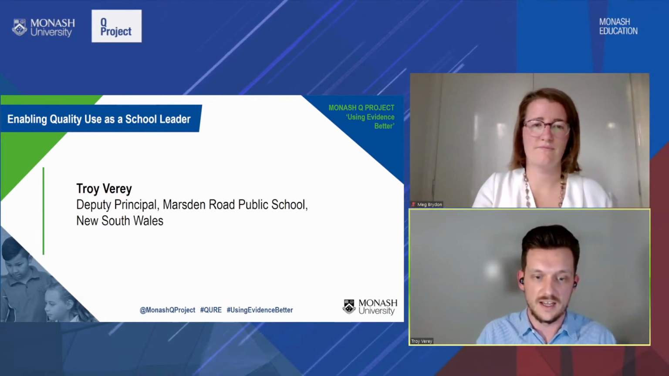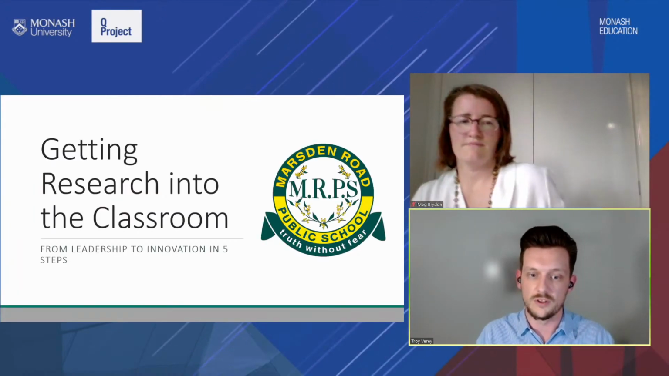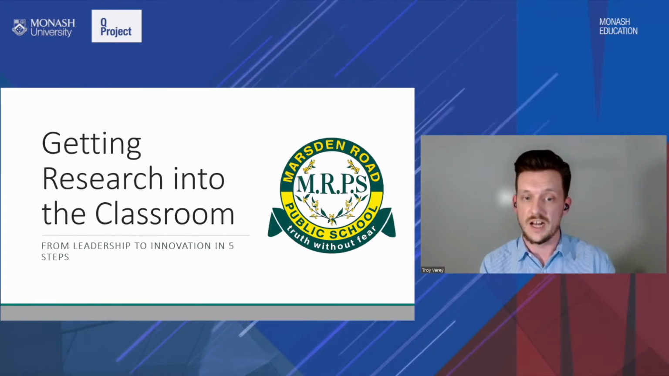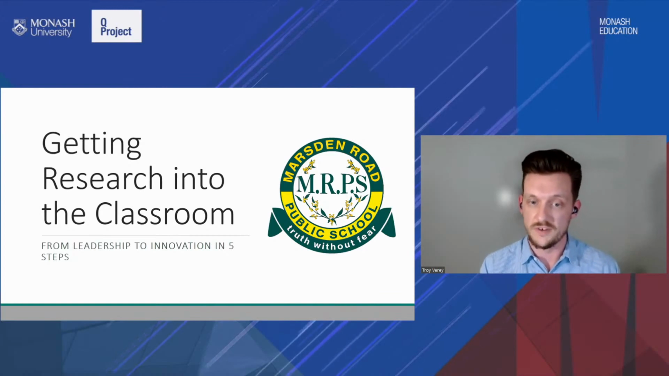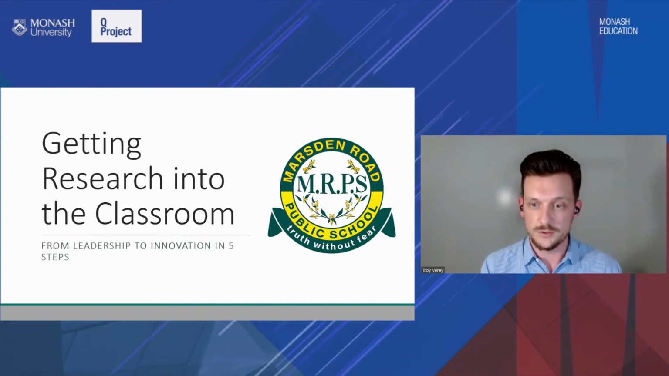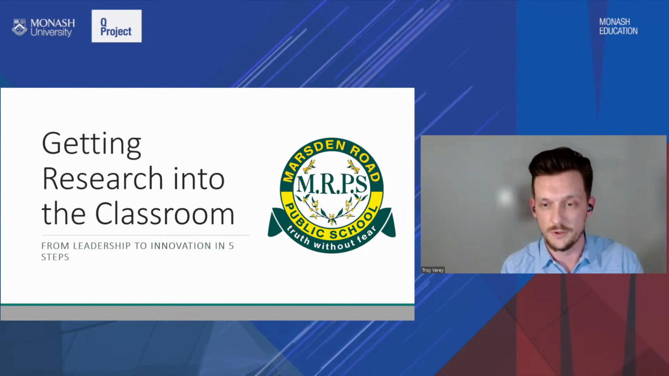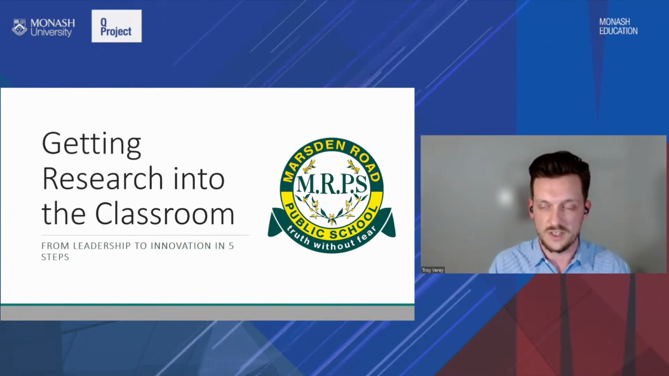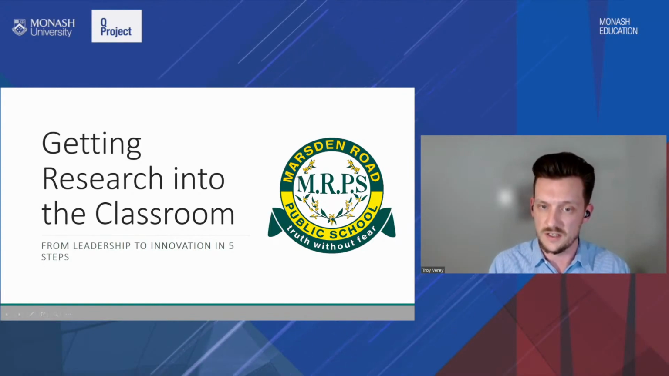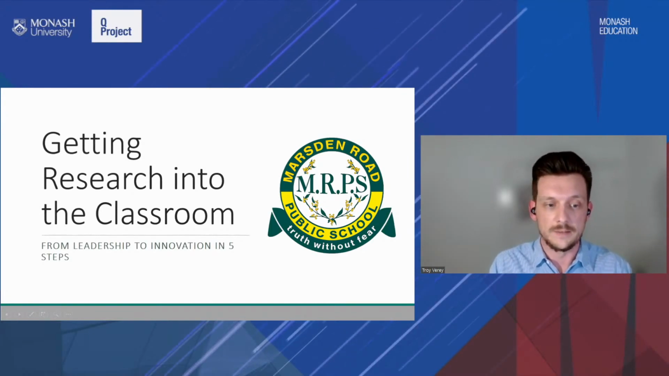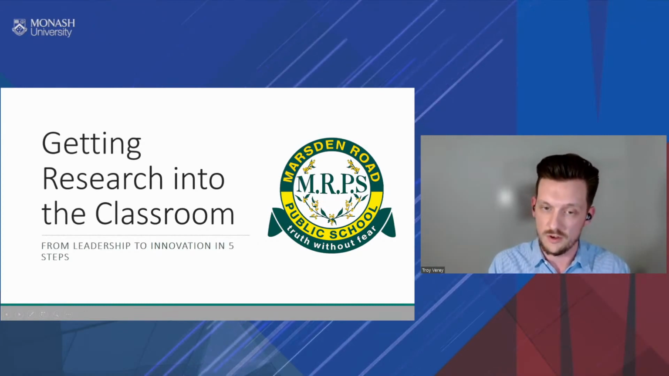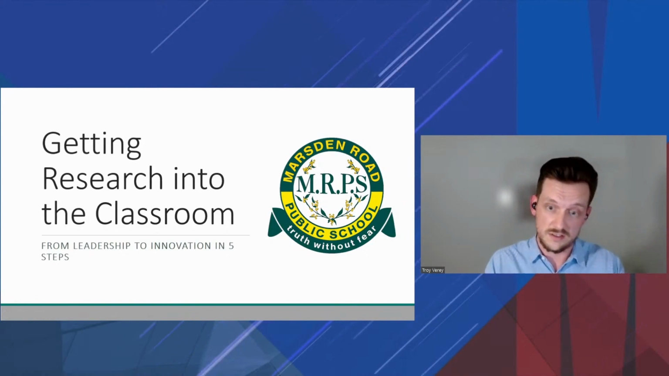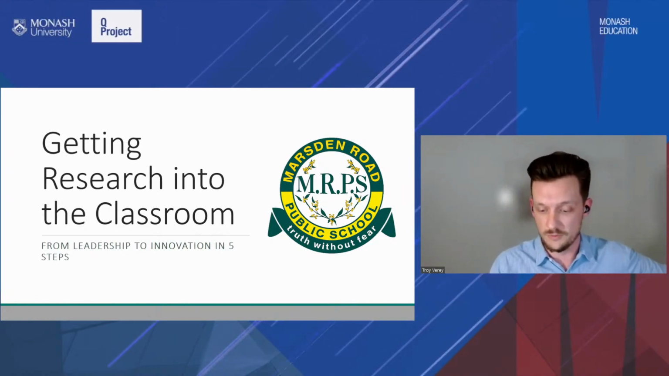So today I'm going to share just some of the work that we've done at my school, Marsden Road Public School, in terms of getting research into the classroom, moving from leadership to innovation in 5 steps. A bit about my school. We're in southwest Sydney. We're a school of just over 700. We have a variety of different kids at our school. About 80% have English as a second language. We have about 20% of our students go through the refugee experience, and often low socioeconomic status is something we have to deal with as well.